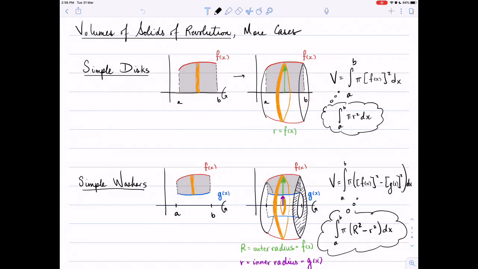In this video, we're going to go a little bit further with solids of revolution. We're going to go into some cases that have a little ins and outs to them. And so let's just do a quick review of the simple cases that we've seen.